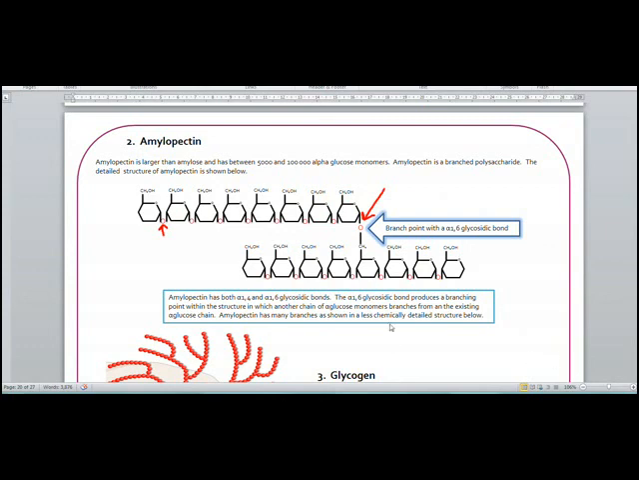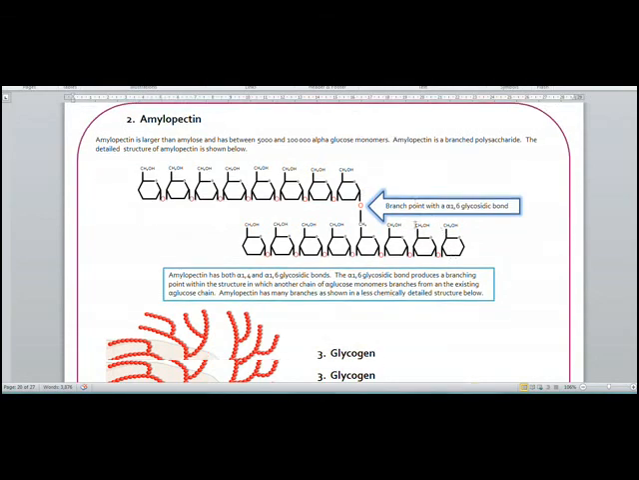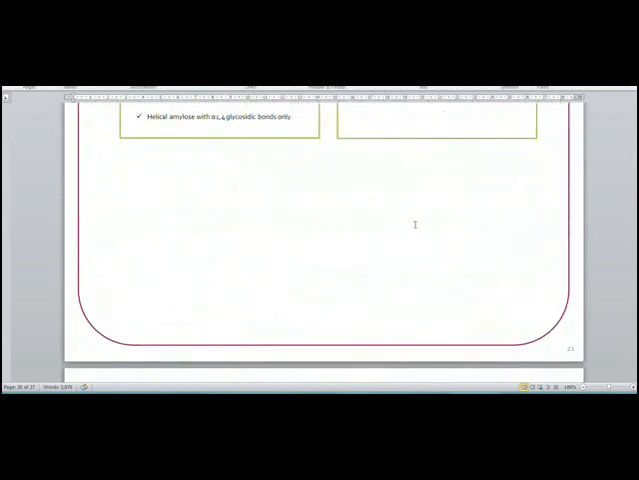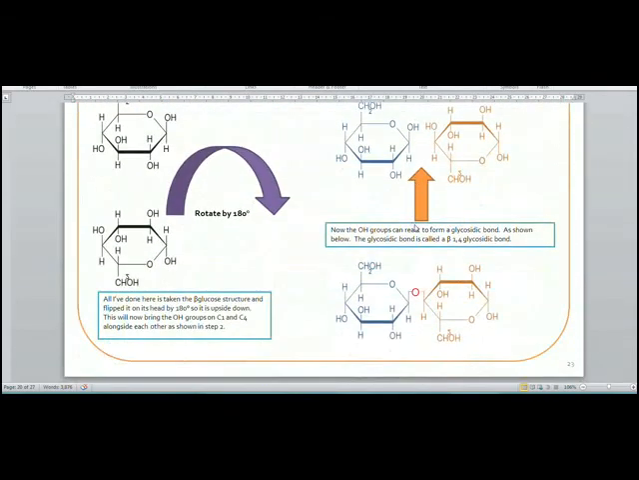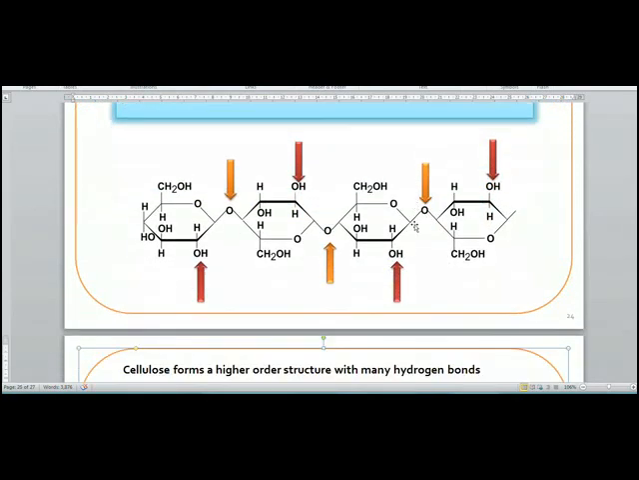So that's a very obvious structural difference between starch and cellulose. If I scroll down to the cellulose structure, there's a diagram of cellulose, and what you have is just the 1,4 glycosidic bonds present. There is no branching in cellulose, so you do not get a 1,6 glycosidic bond.